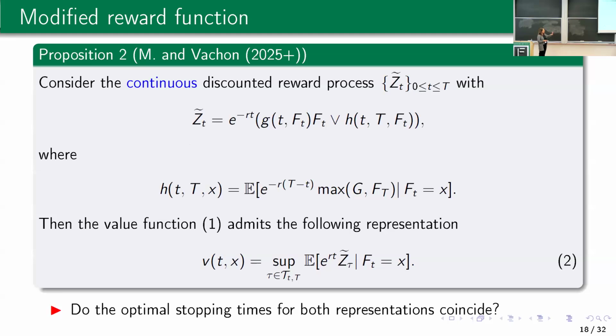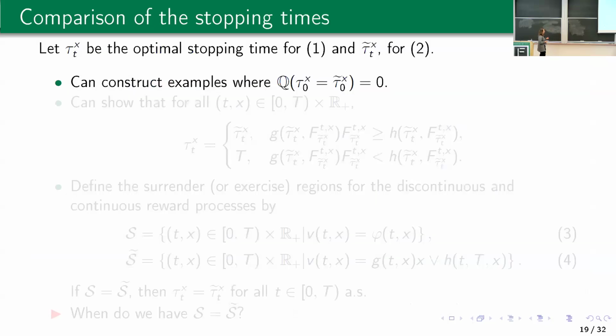So this is nice. This gives us ways to obtain properties of the value function, and we did that. But it's not necessarily true that the stopping times that give us this value function are the same. We're wondering, when do these stopping times coincide? What we get is that in certain cases, they never coincide.